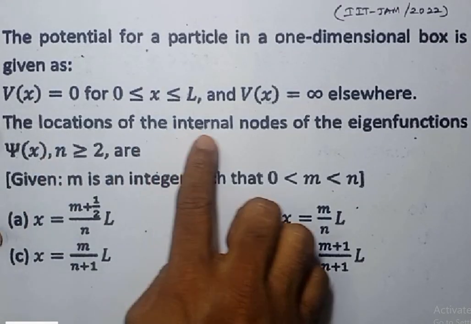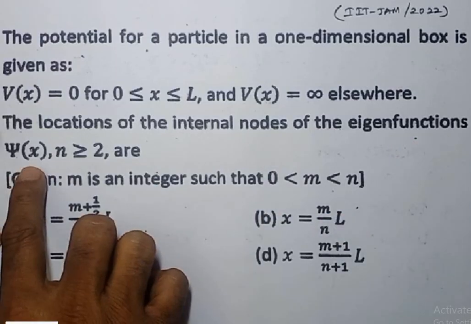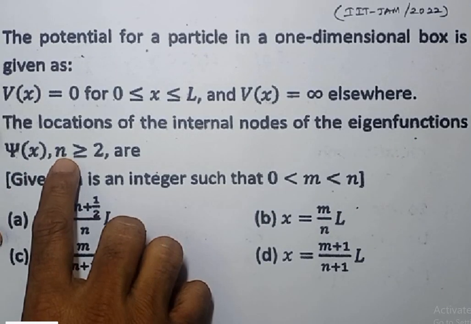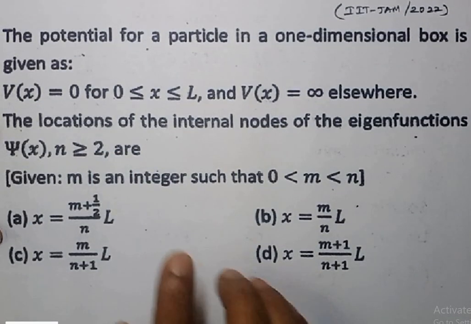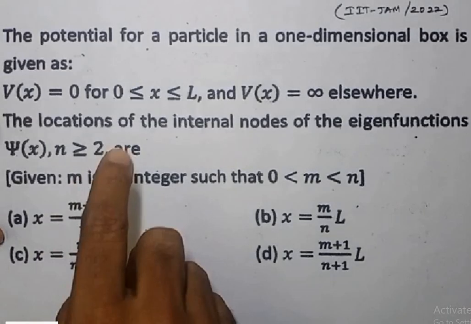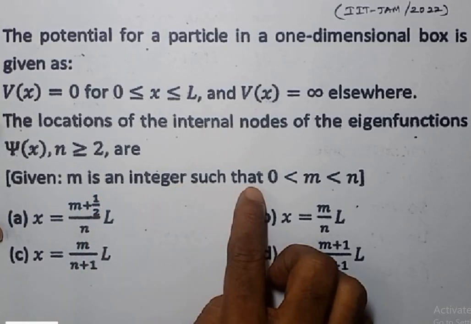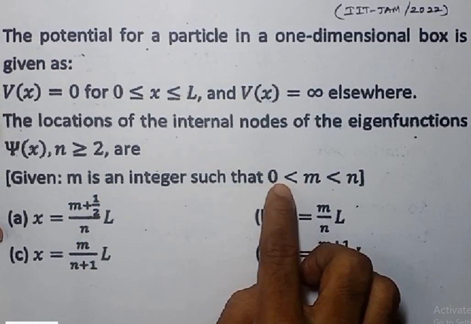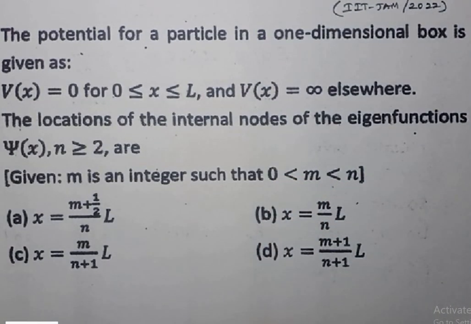Now, the location of the internal nodes of the eigenfunction psi of x, when n is greater than or equal to 2, is given, where m is an integer such that m is between 0 and n. For a particle in a 1D box, you know very well the ground state wave function.